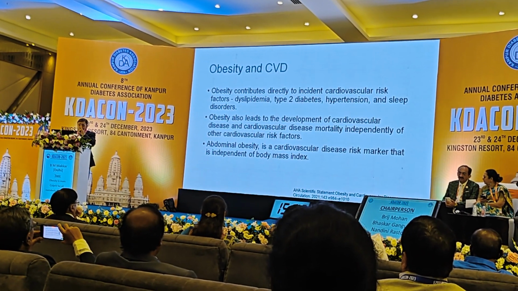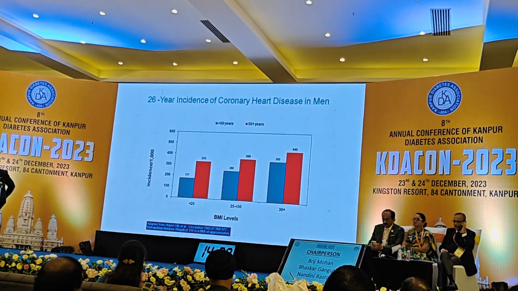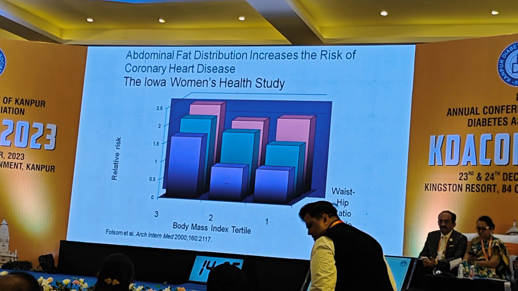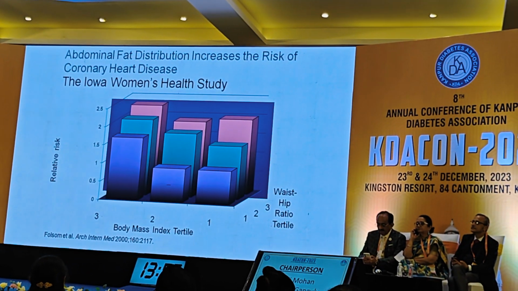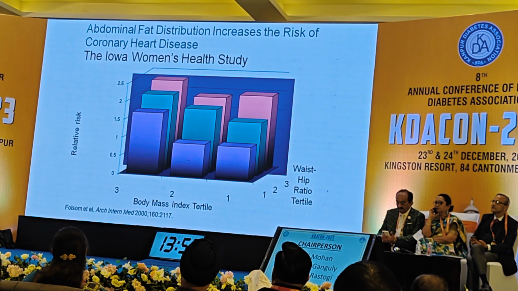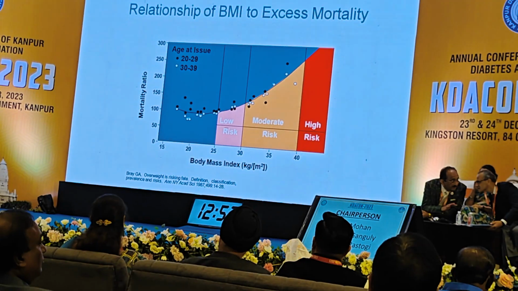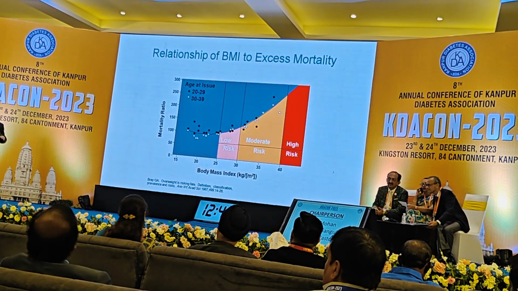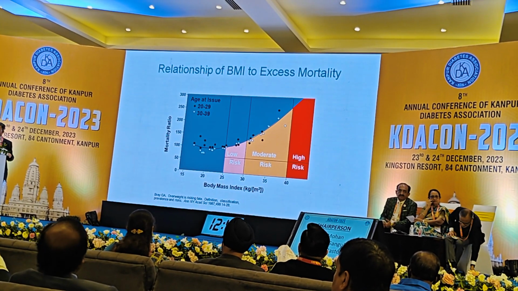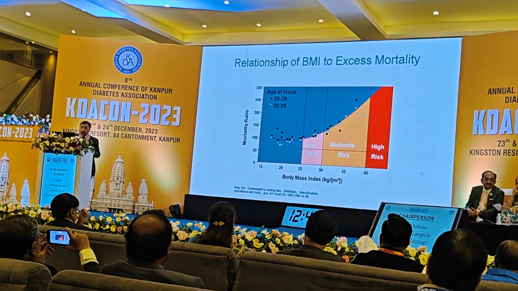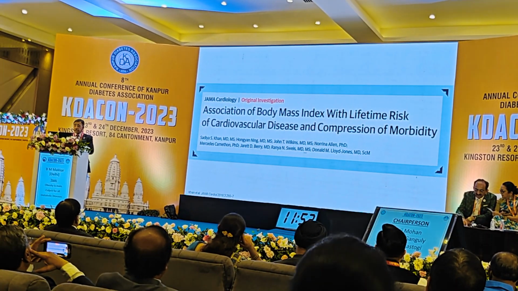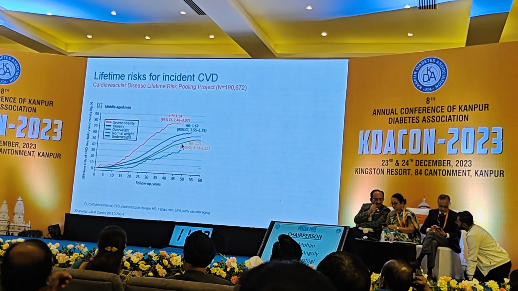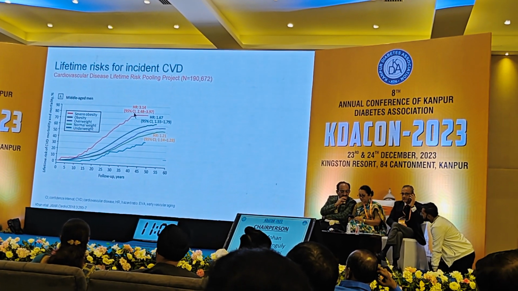Obesity contributes directly to incident cardiovascular disease. If you look at the 26-year incidence of coronary artery disease and coronary artery disease mortality, this is a follow-up of almost 20 years, and they looked at the risk of CVD mortality in relation to BMI. Again, it showed that as the BMI starts going up, there is increased risk of cardiovascular mortality. Now, in all these figures, you looked at the association of body mass index. People who had normal body mass index, the hazard ratio of getting cardiovascular disease.